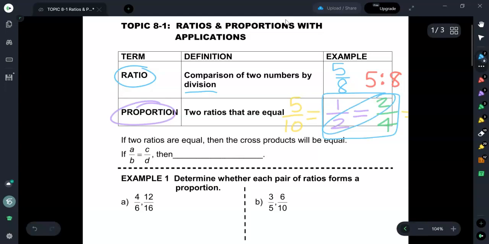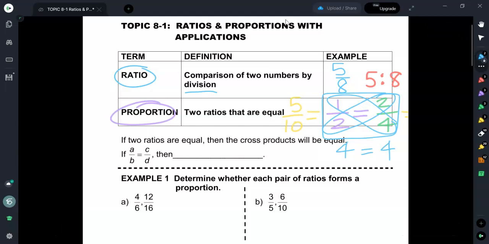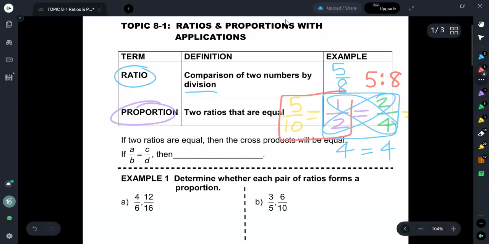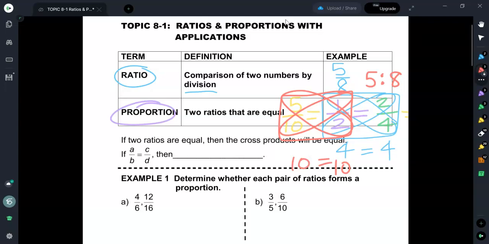What's 2 times 2? That's 4. What's 4 times 1? That's 4. Therefore, those two fractions are equal. And it works. What if I just wanted to isolate these two? Now let's do this one. What's 10 times 1? 10. What's 2 times 5? 10. Those two fractions, those two ratios, are equal.